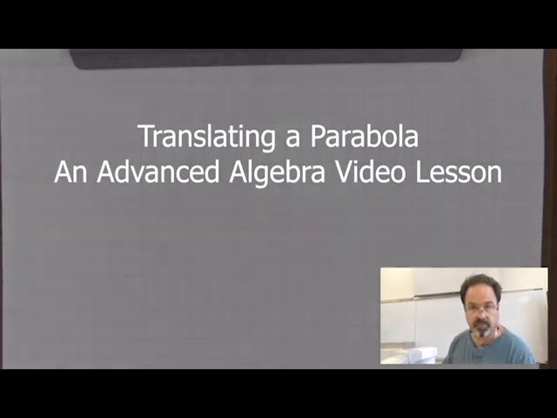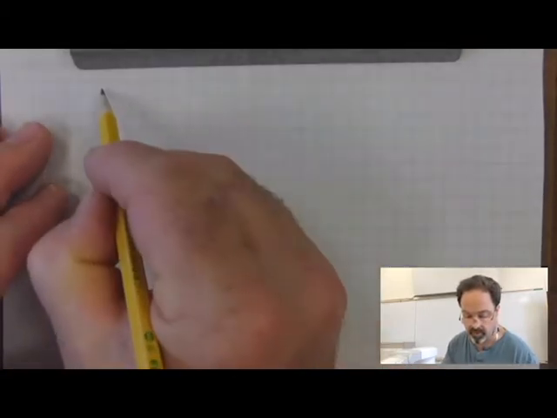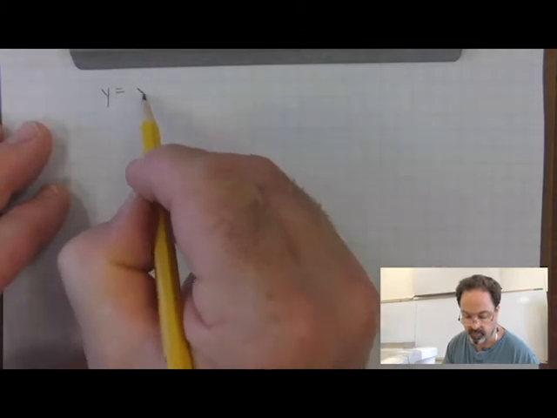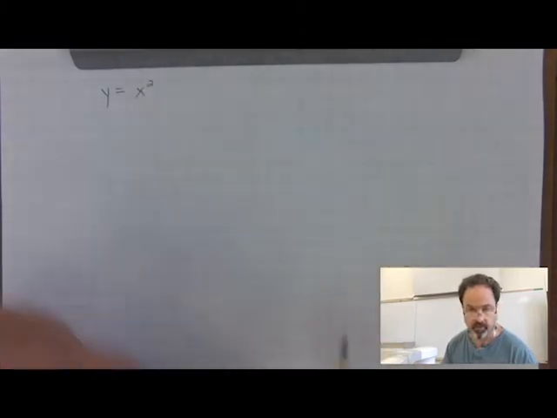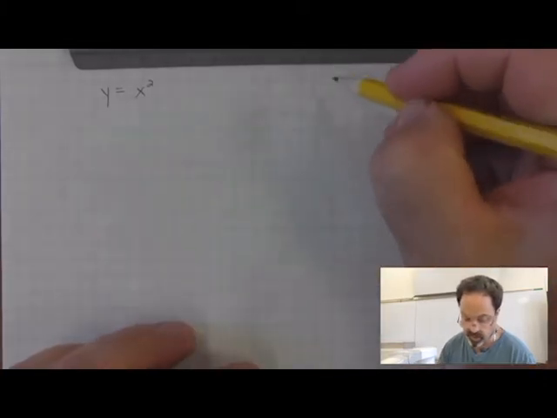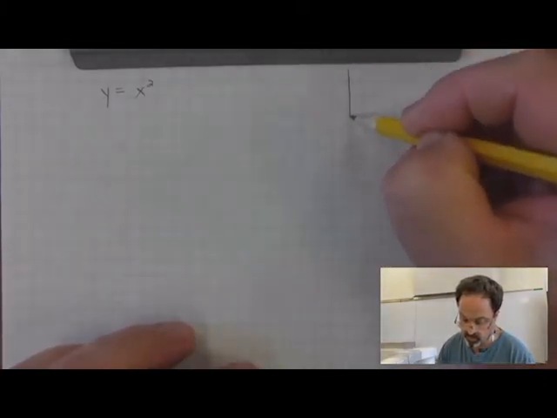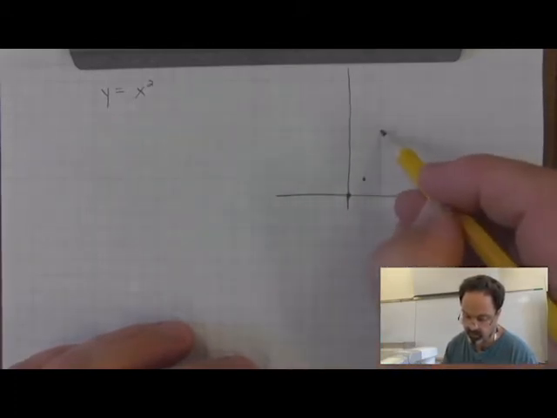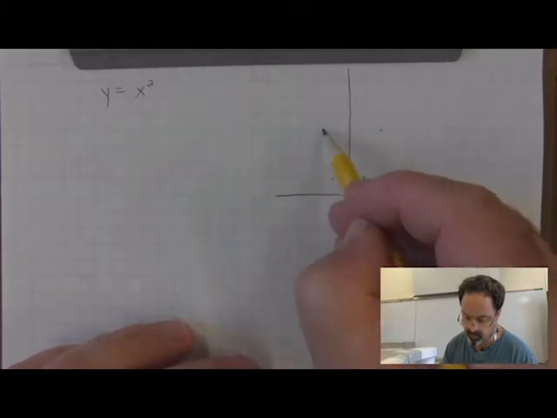Hi, this is a video lesson on translating parabolas. A parabola is a graph of a quadratic equation. The simplest quadratic equation we could call parent quadratic is y equals x squared. And the graph of the parent quadratic is a parabola whose vertex is at the origin.